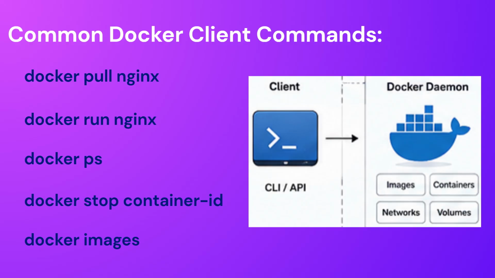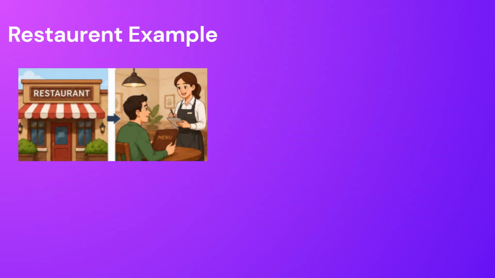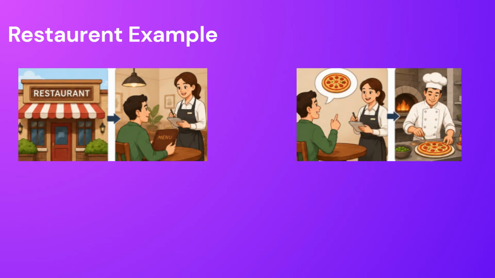So let us take the same restaurant example. Let's use the simple restaurant example to understand this. Imagine you walk into a restaurant, you sit at the table and place an order. For example, you say, I'd like a pizza. As a customer, do you enter the kitchen and prepare the pizza yourself? No. You simply place the order, and the kitchen staff and the chef perform the actual work.